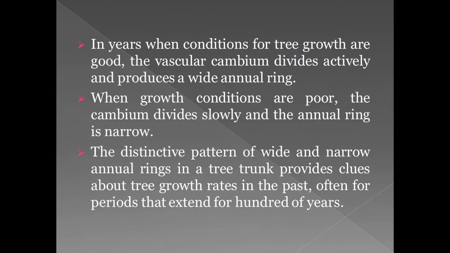In years when conditions for tree growth are good, the vascular cambium divides actively and produces a wide annual ring. When growth conditions are poor, the cambium divides slowly and the annual ring is narrow. The distinctive pattern of wide and narrow annual rings in a tree trunk provides clues about tree growth rates in the past, often for periods that extend for hundreds of years.